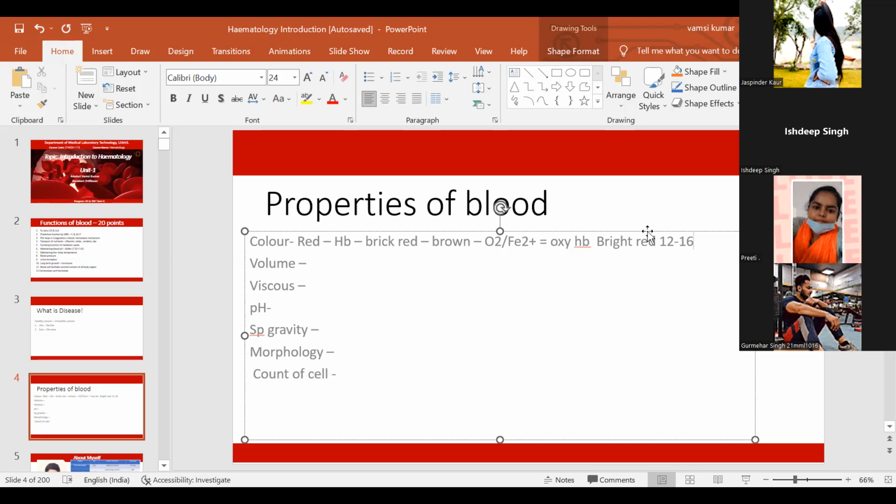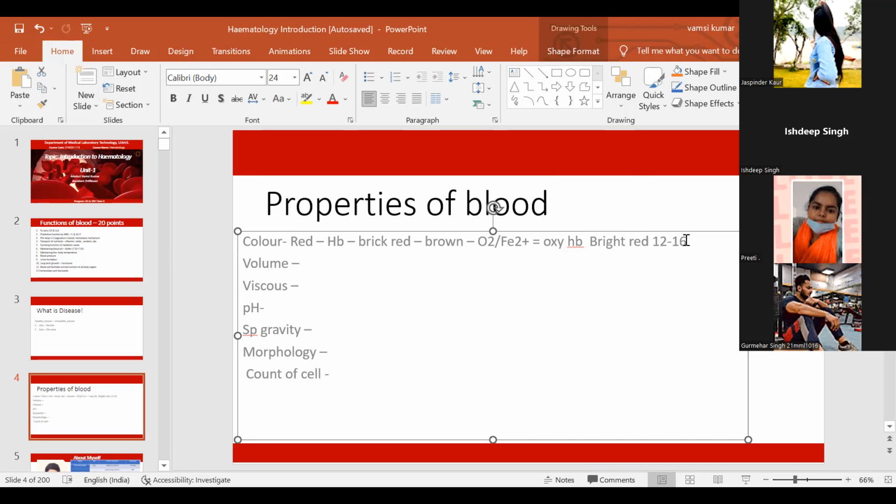Most of the students do this wrong here. Gram per deciliter. Very good. Grams per deciliter. Never write milligrams. Most of my students in viva will say milligrams.